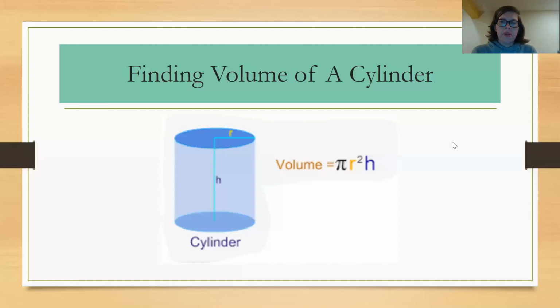Hey guys, Miss Raymond here today to teach you how to find the volume of a cylinder. All right, so the formula is stated here: volume equals pi times r squared times h. And we will review what r and h stand for. R stands for radius, h stands for height.